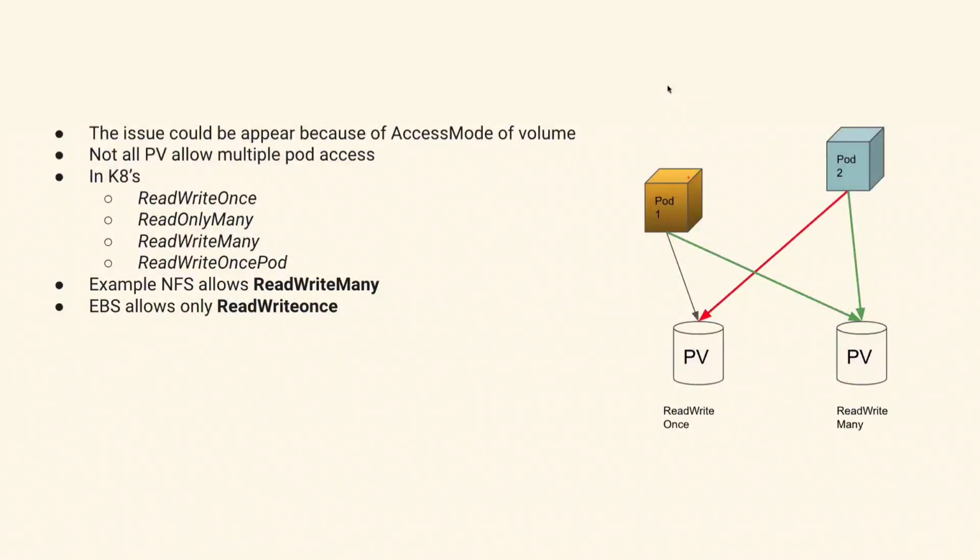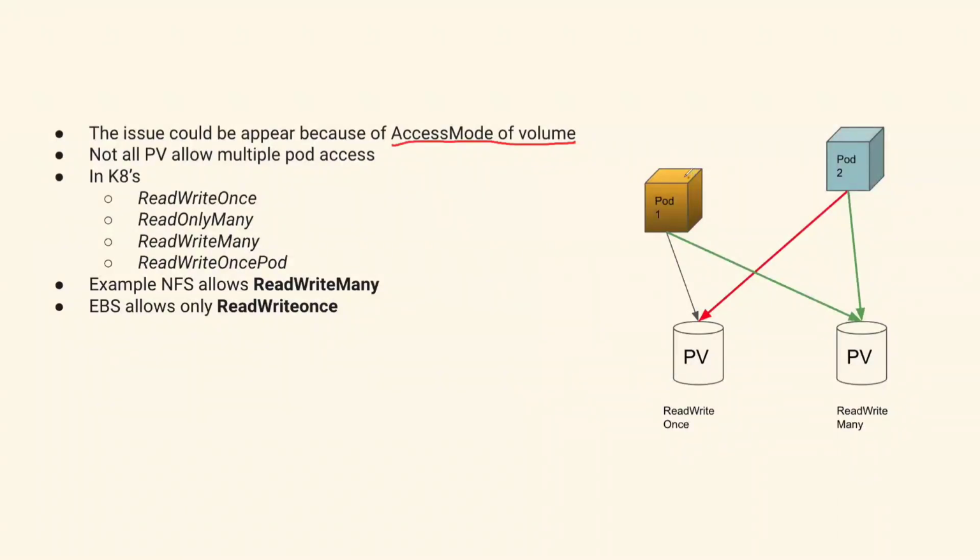To begin with, volumes are basically provisioned in Kubernetes as a part of our PVs. And we have seen the previous questions around PVs already. So I'm pretty much sure you guys are aware of this. The issue could be appearing because of our access mode to the volumes.